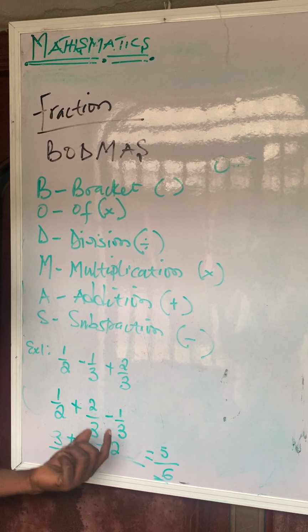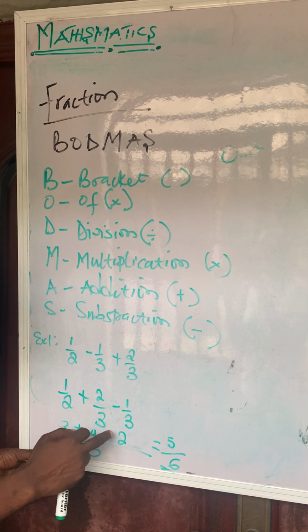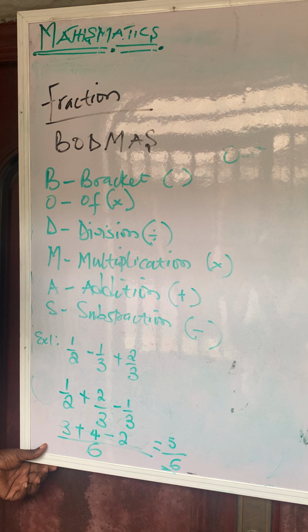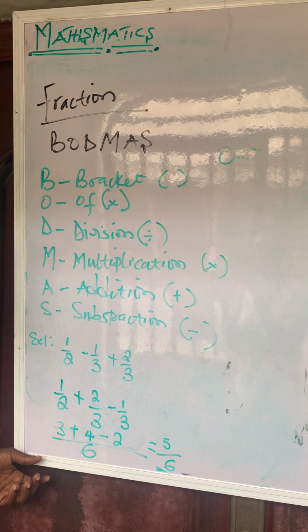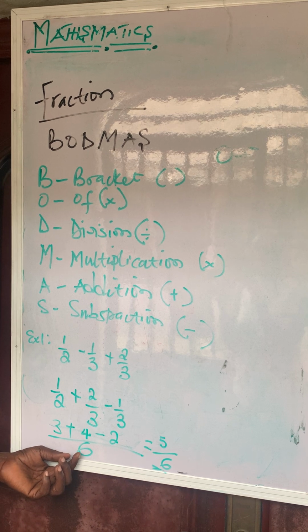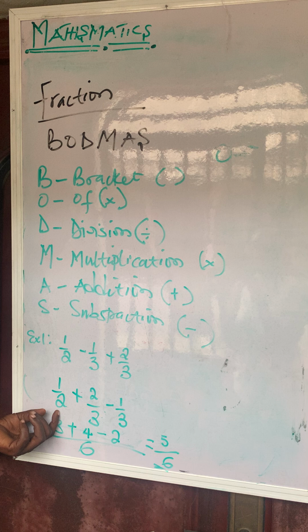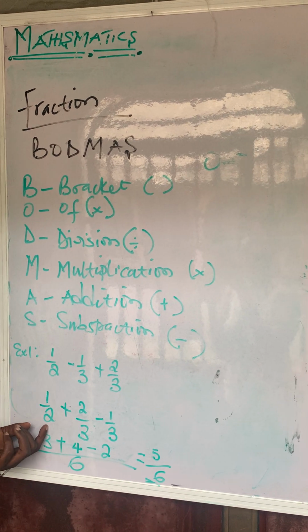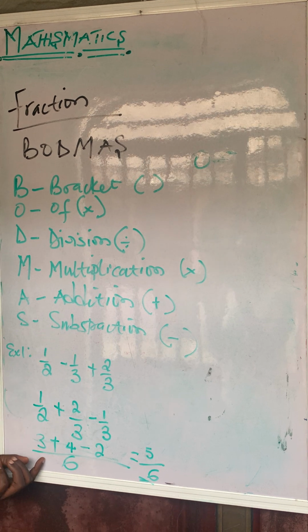Obeying BODMAS, what you do, you look for the LCM of the denominators. 2, 3, and 3. The LCM is 6. I believe you know how to find it because I posted that video before. So you put the LCM here. Now say 6 divided by this 2. The result is 3. Whatever you have, use it to multiply this upper one. 3 times 1 is 3. You put the 3 here.